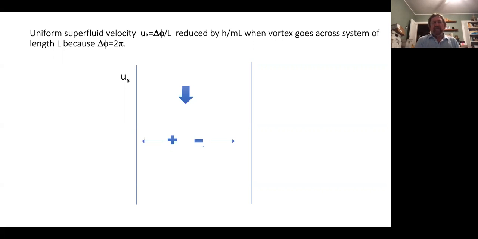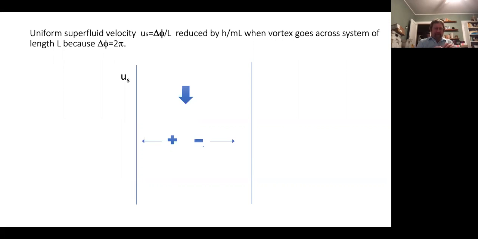But if for some reason the anti-clockwise vortex with the plus sign moves to the left, and the other one moves to the right, and they eventually hit the boundaries, or with periodic boundary conditions they go around the system, and then annihilate each other at the back. This process will reduce the superfluid velocity by a small amount. The superfluid velocity will be reduced by, in fact, Planck's constant h divided by the mass of the helium atom times L, the width of the system.